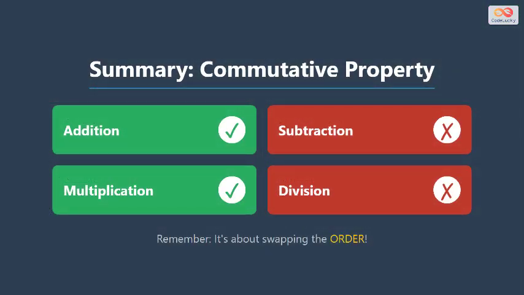To summarize, the commutative property allows us to swap the order of numbers for addition and multiplication. It does not work for subtraction or division. Remembering this simple rule will help you simplify complex problems and perform mental math with greater speed and accuracy.